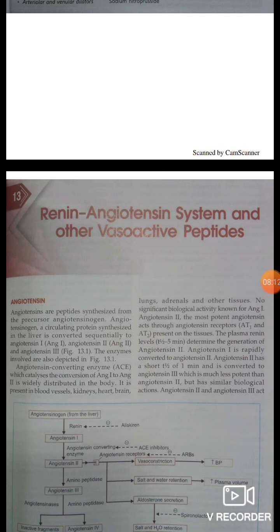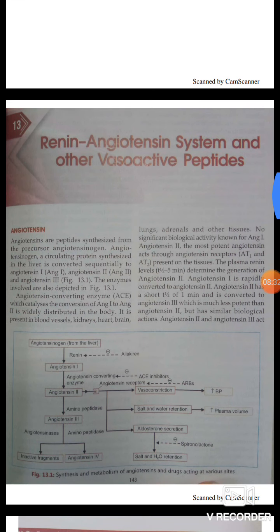The renin-angiotensin system, right? We have seen that there are three main classes which act on the RAS system. It includes ACE inhibitors, ARBs, where ARBs stands for angiotensin 2 receptor blockers, and renin inhibitors, right? So let's start with how the RAS system works and how it affects the pathophysiology of hypertension, right?